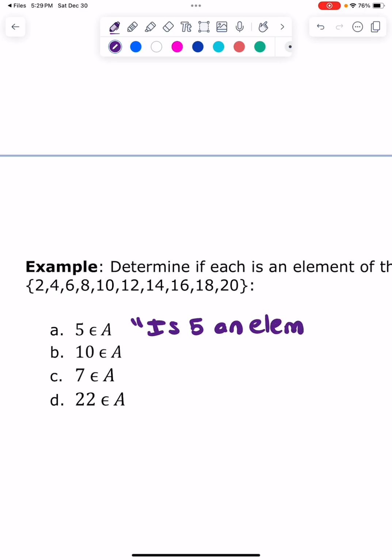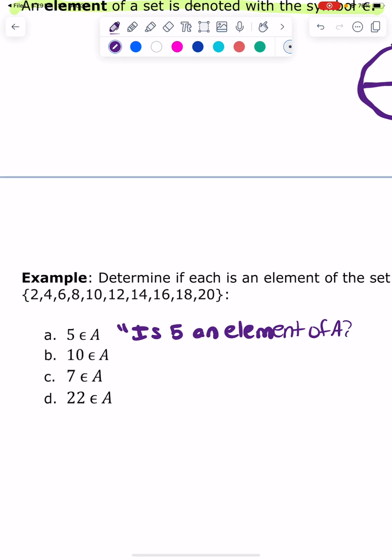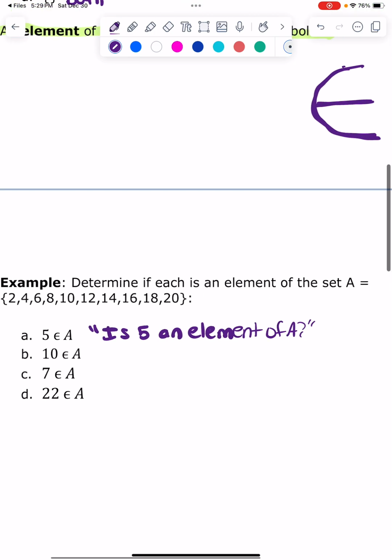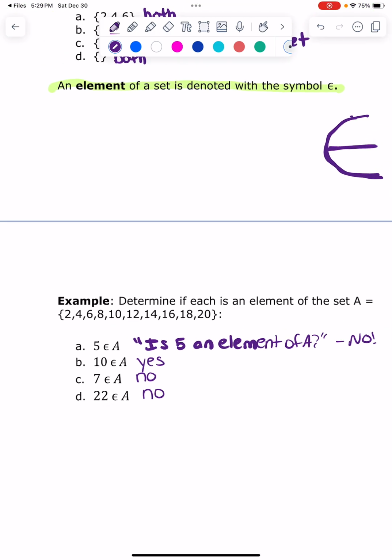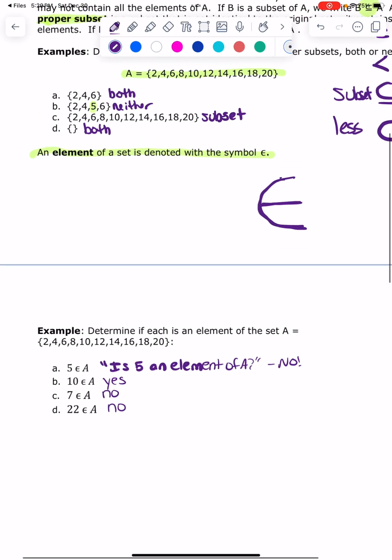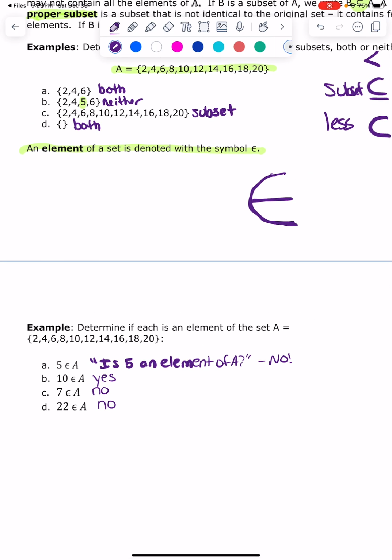I need to change my pen size here. And the answer is no. Is 10 an element of A? Yes. 7, no. 22, no. So hopefully, it takes a little getting used to with that notation. So make yourself flashcards or something just so you can get nice and familiar with it so you don't have to keep looking it up every time you see it.